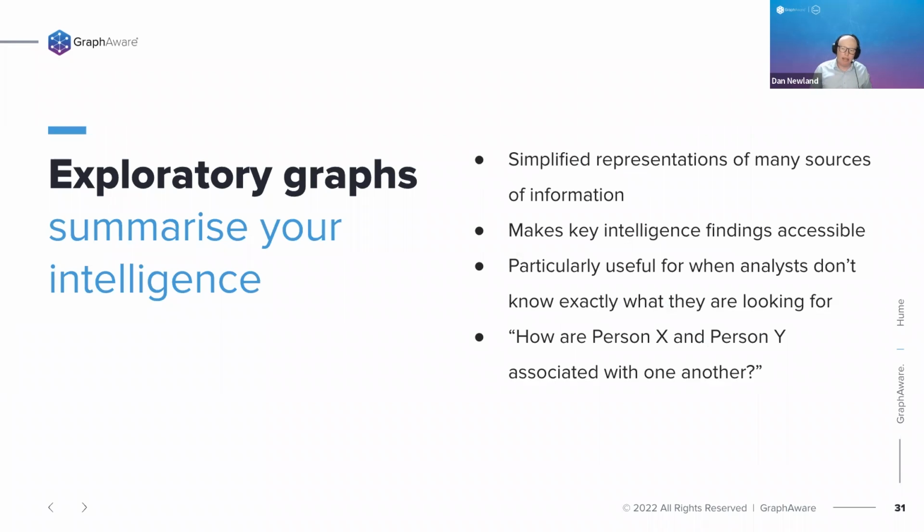These exploratory graphs are simplified representations of many sources of information, which makes intelligence findings easily accessible. It's very easy to see how entities are connected in this particular model. It's useful when analysts don't know what they're looking for. They just want to understand how two, let's say, persons of interest are connected, and that summarized traversal between the two of them makes it easier for them to see that. So you can ask questions like, how are person X and person Y connected to one another, and we can actually traverse through multiple sources of information to get that answer.